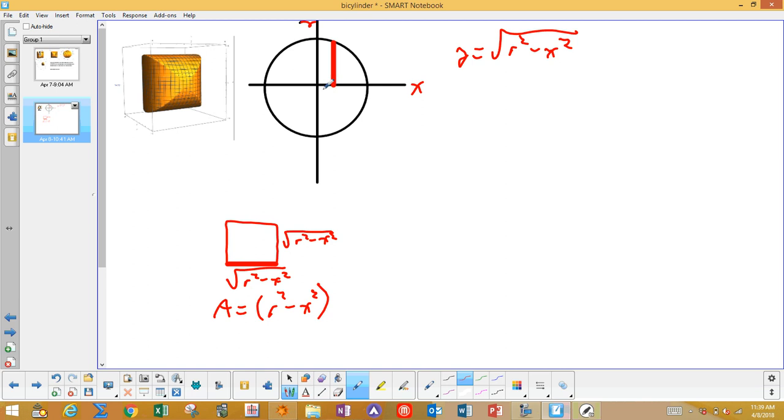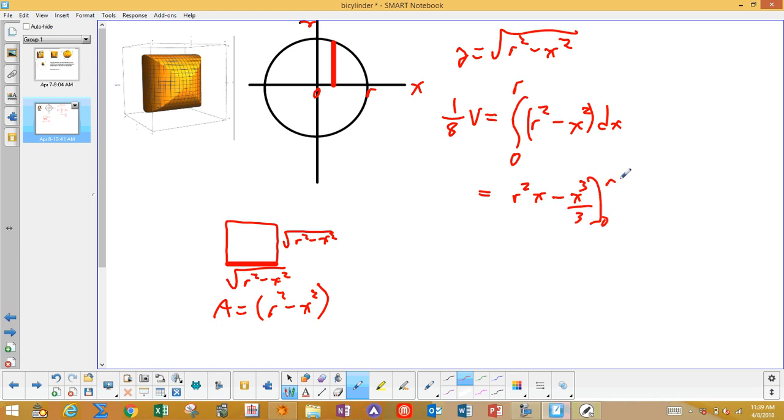And so I'm going to integrate from 0 to r, and I know that I'll talk about my whole figure now. So 1/8 the volume of my entire solid is equal to the sum of those areas. So the integral from 0 to r of r squared minus x squared dx. Due to calculus, we get r squared x minus x cubed over 3 from 0 to r.